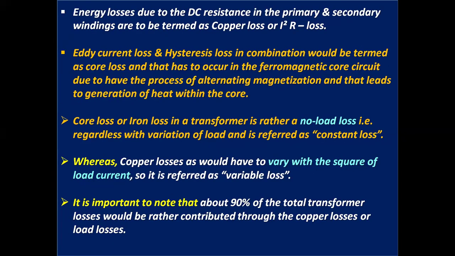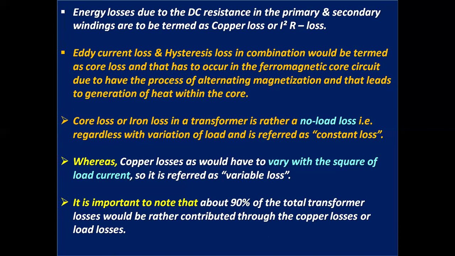Energy losses due to the DC resistance in the primary and secondary windings are termed as copper loss or I square R loss. Eddy current loss and hysteresis loss in combination are termed as core loss, and that occurs in the ferromagnetic core circuit due to the process of alternating magnetization, which leads to generation of heat within the core.